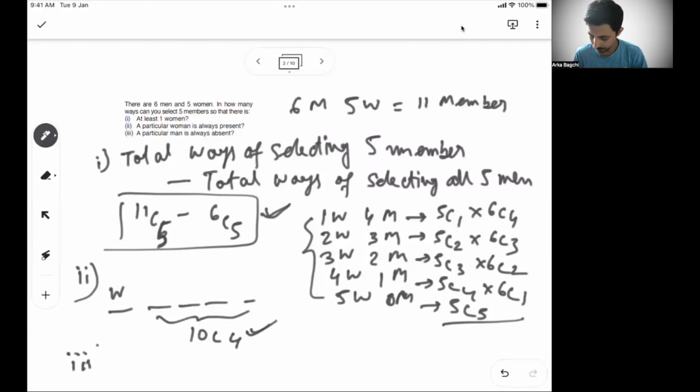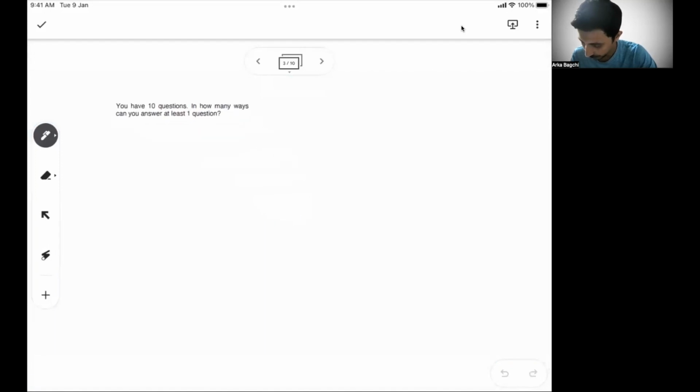And the third one, a particular man is always absent. So that means you have 5 positions to fill, but you are left with 10 members only, because you can't pick 1 particular man. So 10C5 is your option. Out of 10 available choices, you have to pick 5. There is no other condition. So this is the answer. I hope you understand how, from a set of members, to form a group, what the conditions are, and how to work around the constraints. So yeah, moving on.